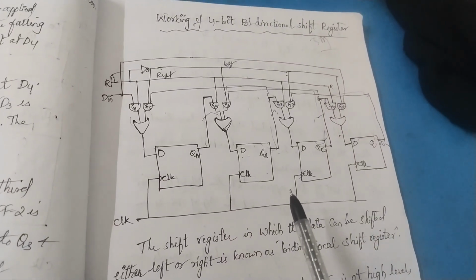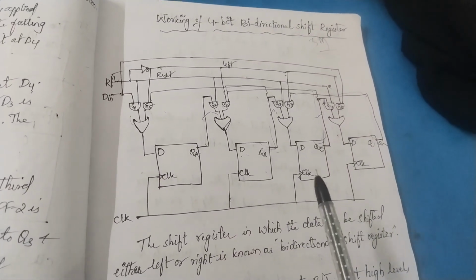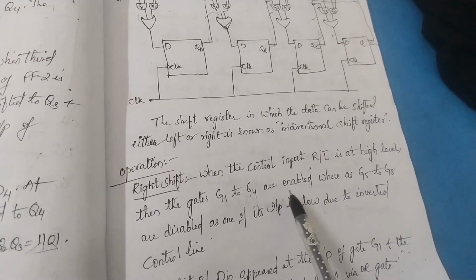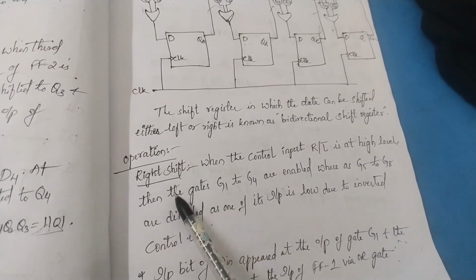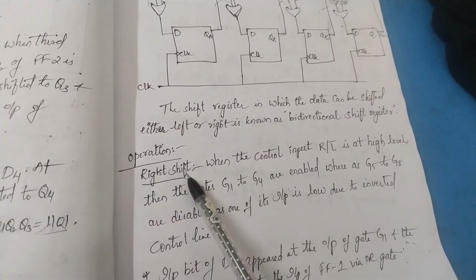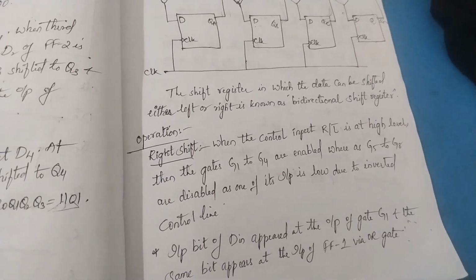A register which shifts the data towards the right as well as the left side is known as a bidirectional shift register. This is an important question for 1 mark, and accordingly you have to proceed with your answer. Here you have two cases. Write the first case as shift right, and the second case as shift left.